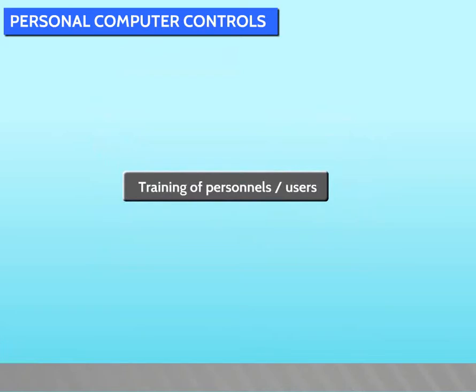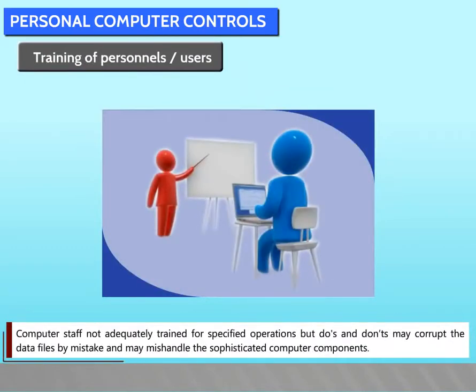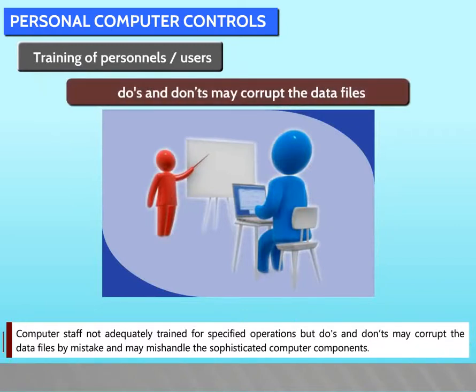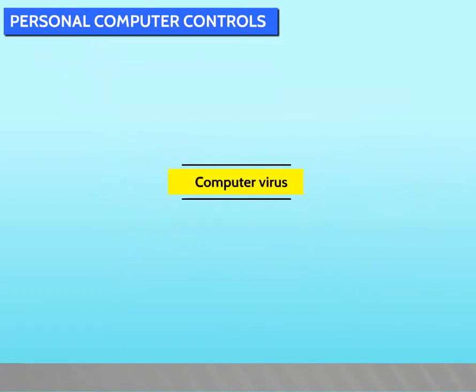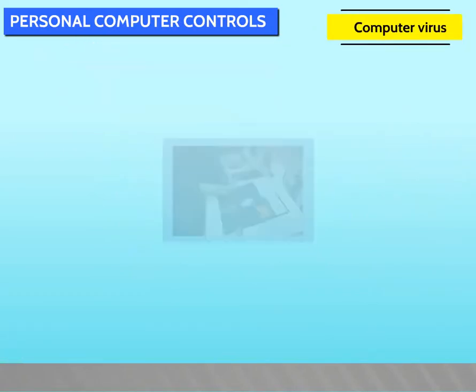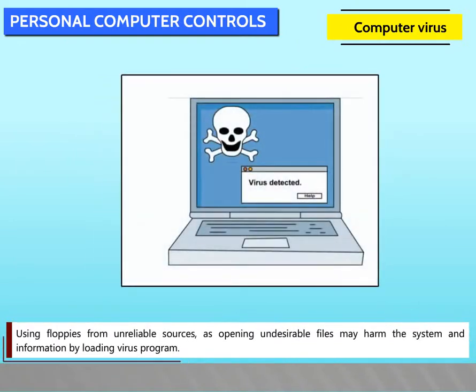Training of personnel or users. Computer staff not adequately trained for specific operations, but with do's and don'ts, may corrupt the data files by mistake and may mishandle the sophisticated computer components. Computer virus. Using floppies from unreliable sources, as opening undesirable files may harm the system and information by loading virus programs.